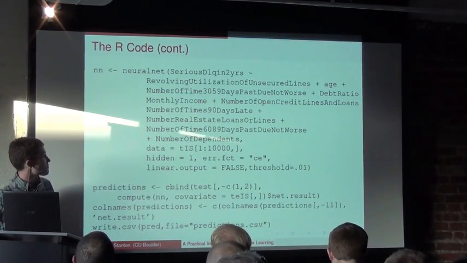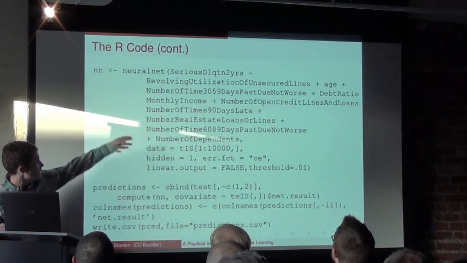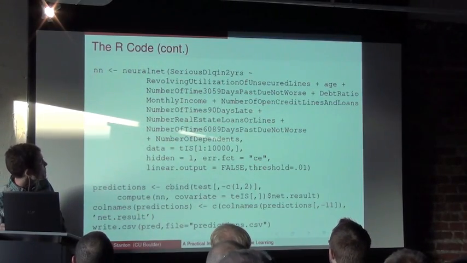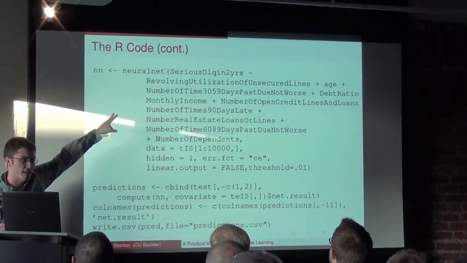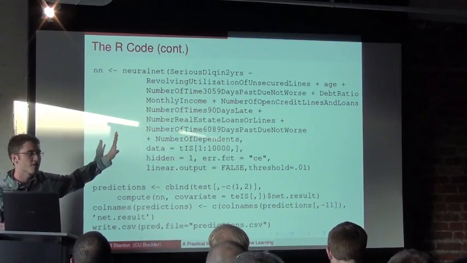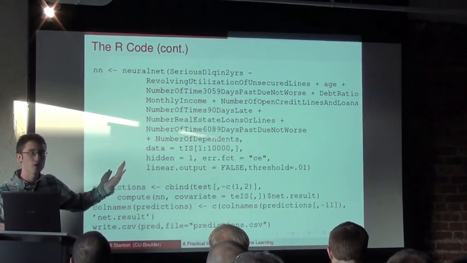And I kept the variable names really verbose so you could see some of the different variables. And we're using something called the neural net package. This is a standard kind of package that you can install. It's easy to build it into your library.